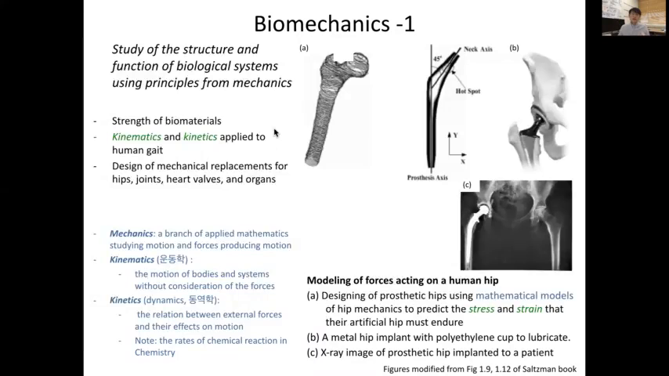To develop this prosthetic hip, we need to understand the strength of these biomaterials from a mechanical point of view. And what we need is to understand kinematics and kinetics applied to human gait. Gait is a manner of walking. And we want to design mechanical replacements for hips, joints, heart valves, and various organs which perform a mechanical function.